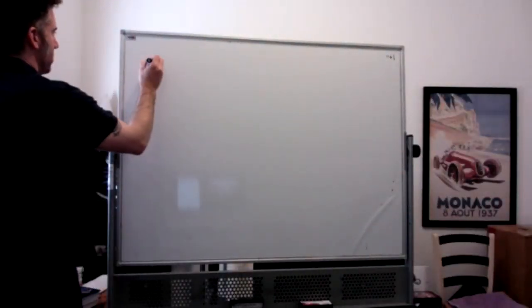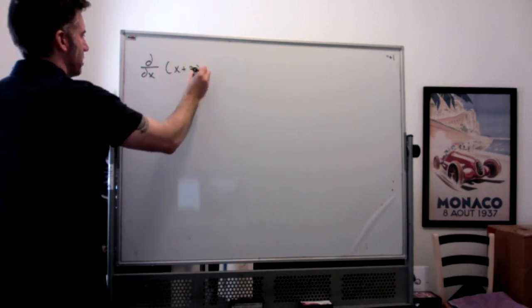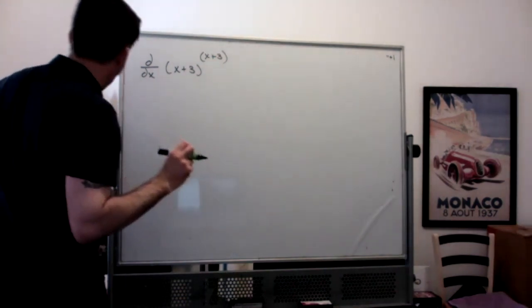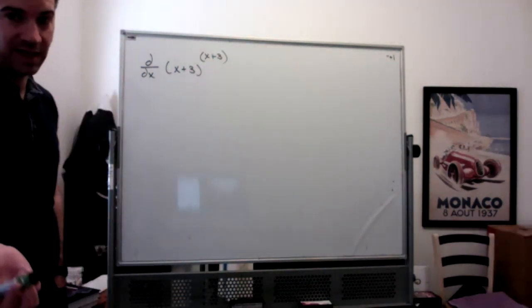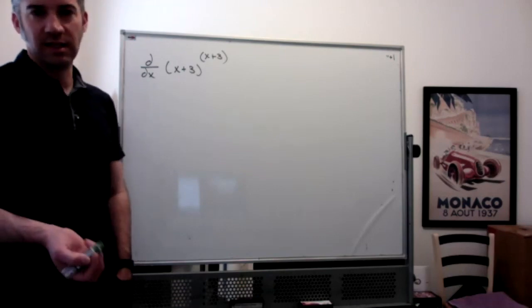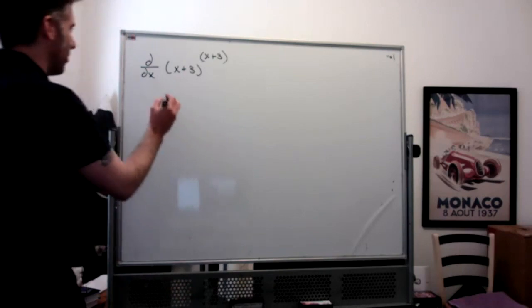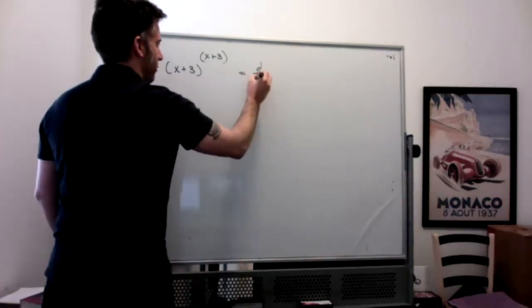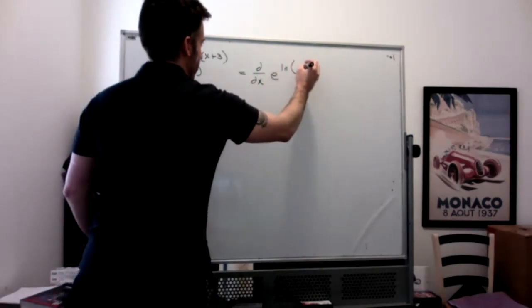Start with this. Someone asked me how to find the derivative of x plus 3 to the x plus 3 power, or something very similar to that. There are actually two valid ways of doing a problem like this. I feel like the way that is maybe simpler, at least writing it out, is to rewrite this as the derivative of e to the natural log of that same expression.